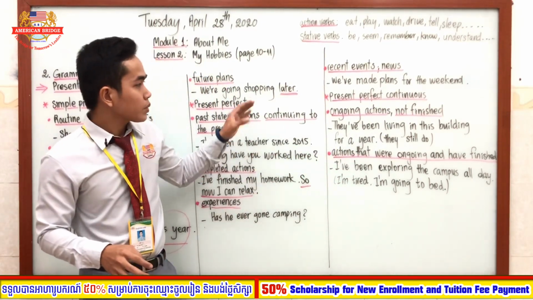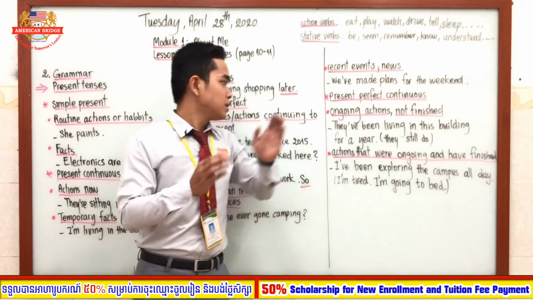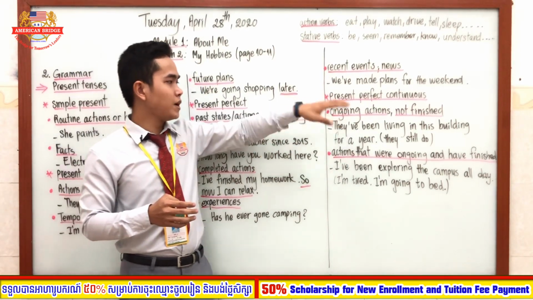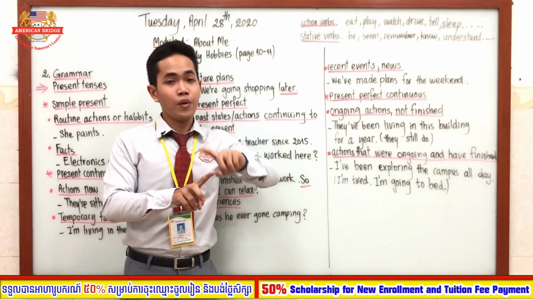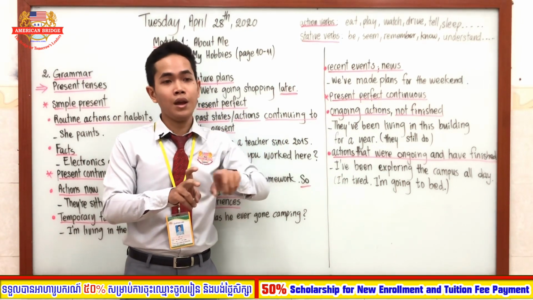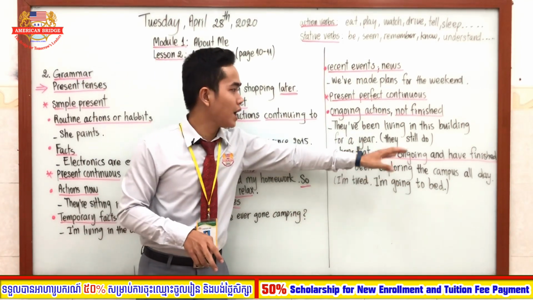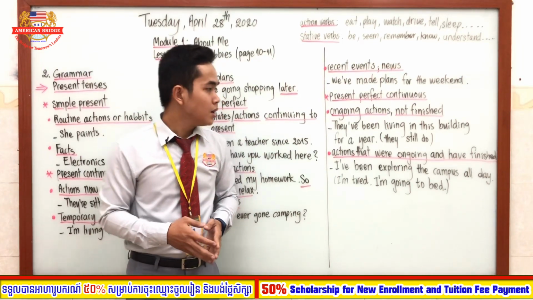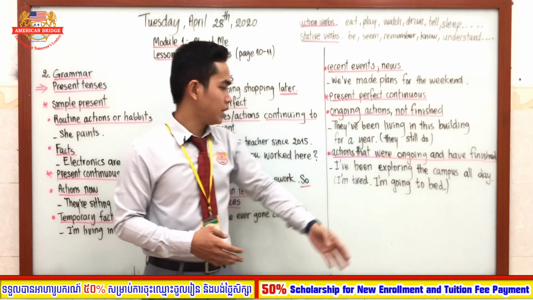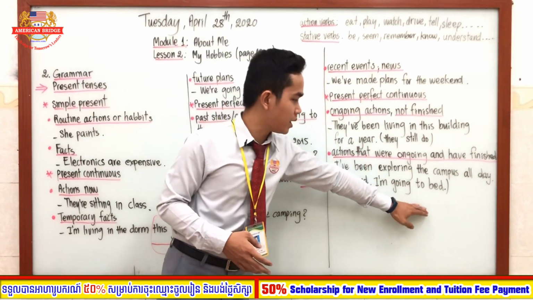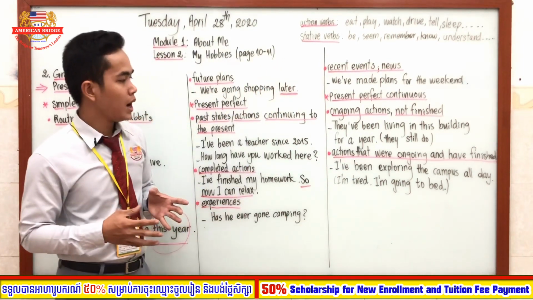Okay. Next is about actions that were ongoing and half finished. So again, in the present perfect continuous, we have two usages: the ongoing action that doesn't finish yet, and the action that was ongoing and half finished. Let's read the example. I have been exploring the campus all day, and as you can see in our parenthesis, I'm tired, I'm going to bed. So can you tell me right now, where is he?